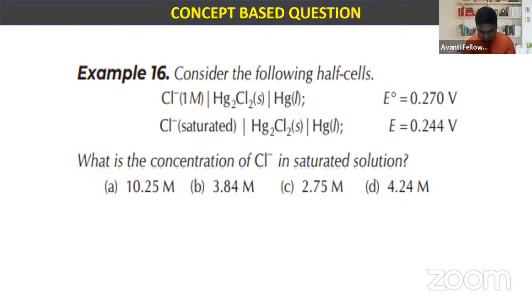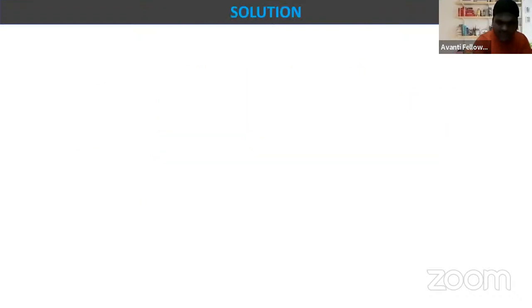This is a very important example, basically from the concentration cell. What is the concentration of the Cl negative ion in the saturated solution? Cl negative having 1 molar, Hg2Cl2, Hg liquid, and chloride saturated, Hg2Cl2, Hg. E naught is given and E cell is also given. What is the concentration of the Cl negative ion? So we can actually calculate this.